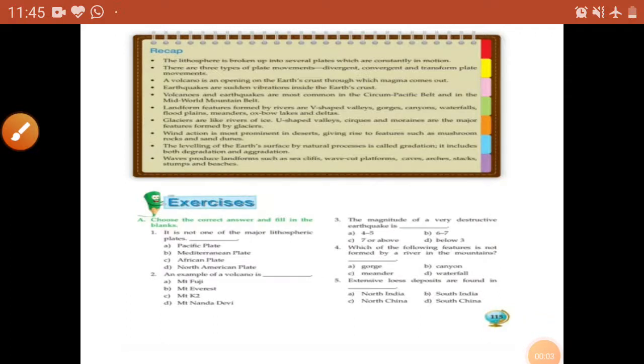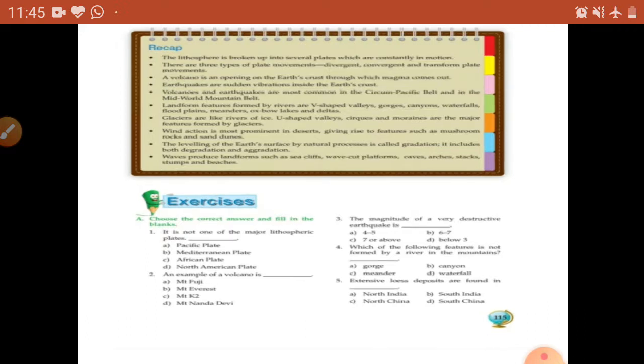Good morning everyone. Today we are going to solve our geography chapter number 3's exercise. Students, I hope you all understand the explanation of this chapter, and if you have any doubt, any query, you can ask me. So let's start the solution of this exercise.